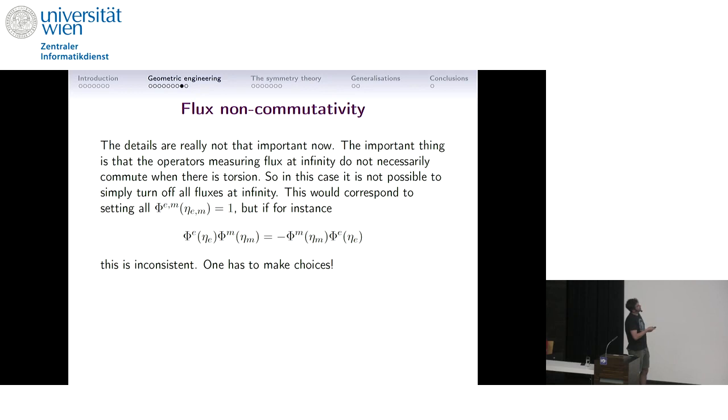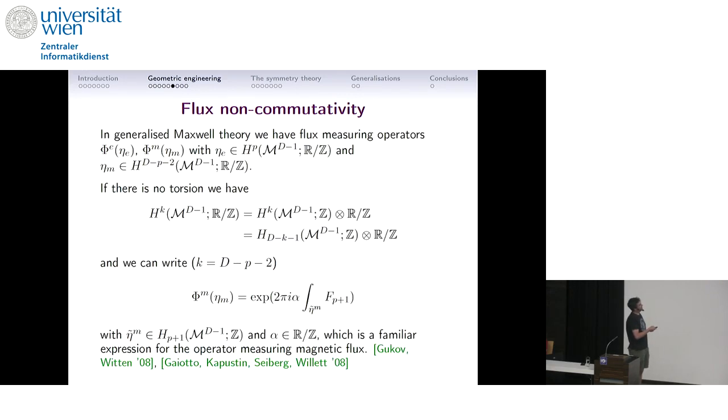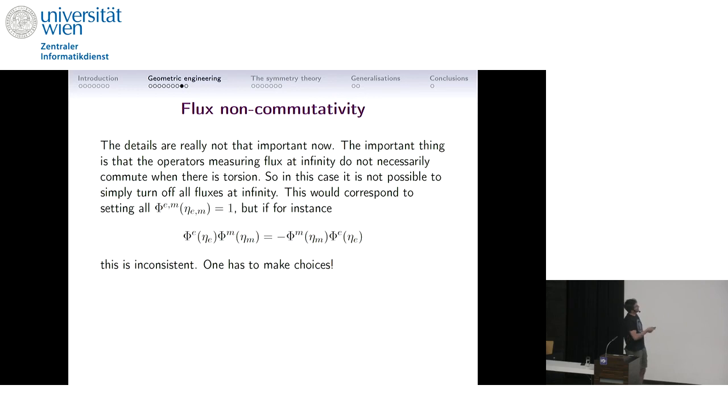So whenever you have things that don't commute, you cannot simply turn off all fluxes at infinity. Turning off fluxes, remember that my flux operator was roughly the exponential of the integral of F. If I want to turn off the flux, it means setting this operator to 1. But you have a commutator, these two get a minus sign when you exchange them. You cannot set both of them to 1. So you have to make choices.